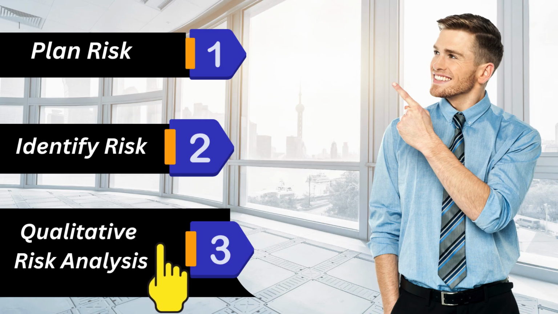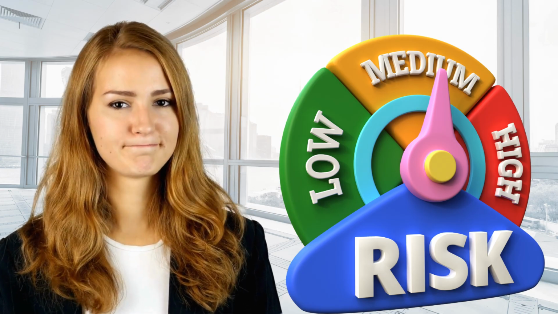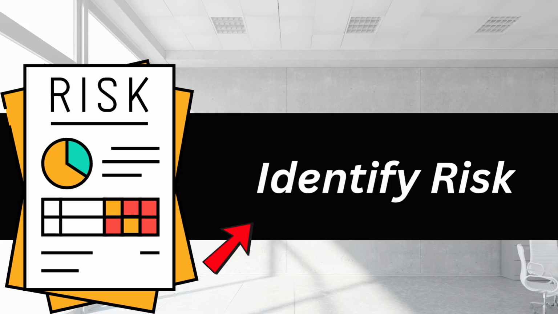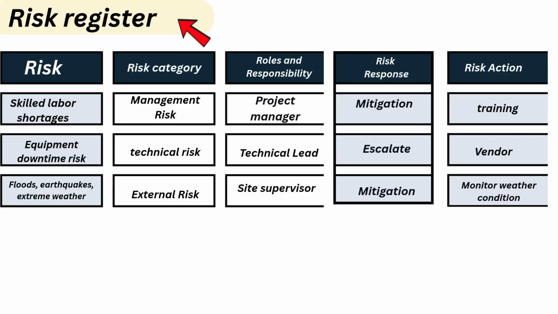In this video, we will explore the 3rd step of risk management, that is qualitative risk analysis. Let's get started. To begin qualitative risk analysis, we first need to gather the outputs from the previous step, that is identify risk. So this is the risk register which I have fetched from the previous video where we discussed identify risk. These are the list of risks identified, risk category, roles and responsibility, risk response and risk action.